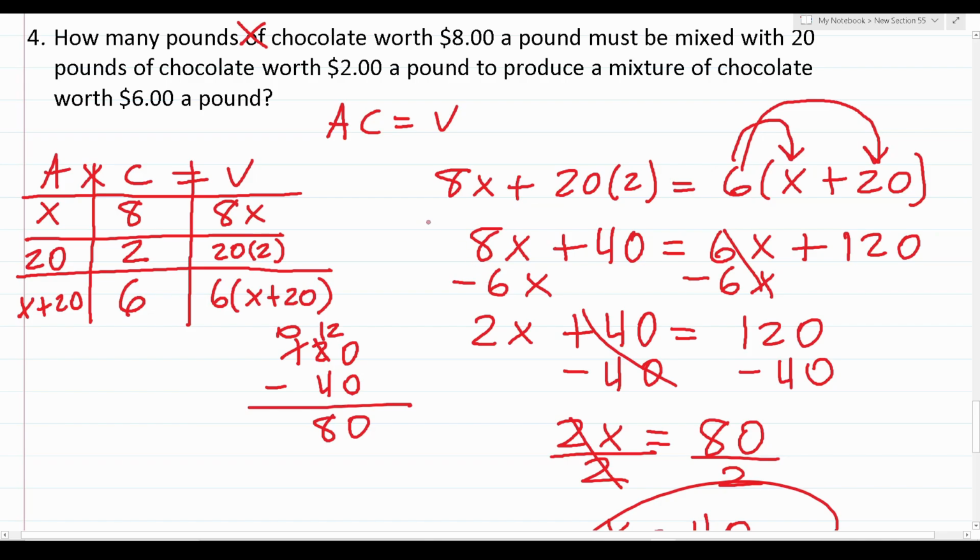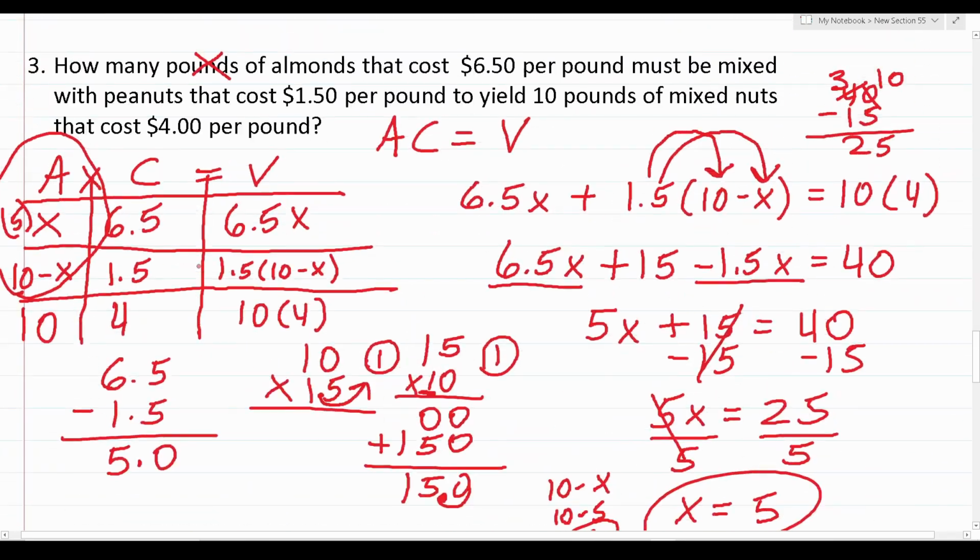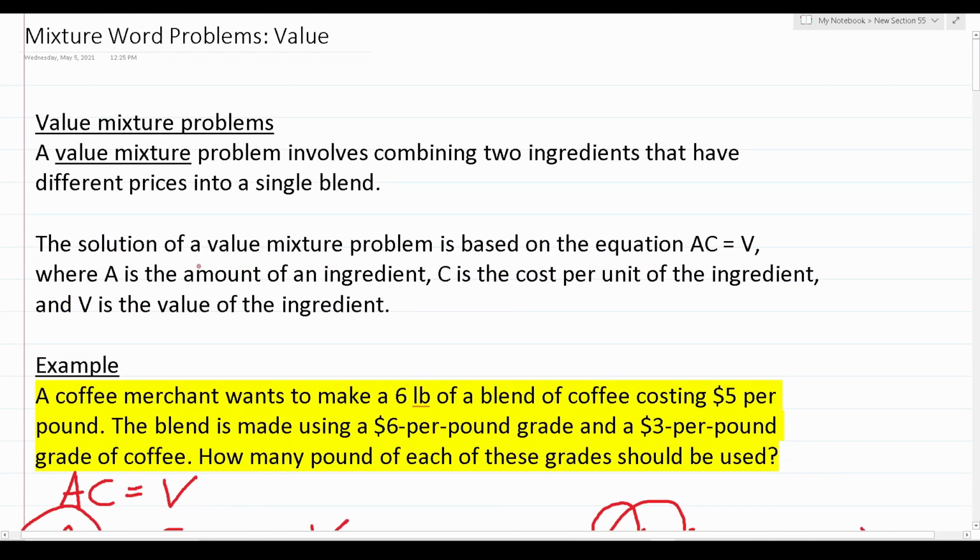And the question wanted us to determine the amount of the $8 per pound chocolate we needed to mix with the $2 per pound chocolate to make a blend worth $6 per pound. As we can see, the amount for that $8 per pound chocolate, we represent with just x. So x is that amount. In other words, we need 40 pounds of the $8 per pound chocolate in order to make this $6 per pound blend.